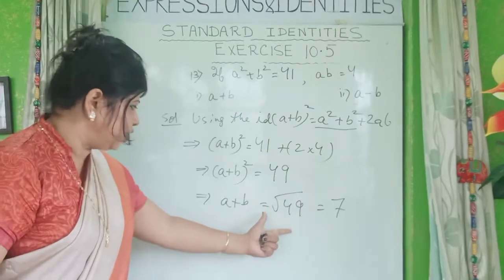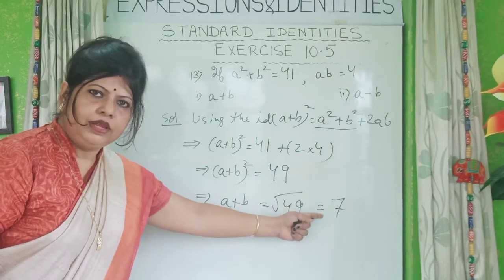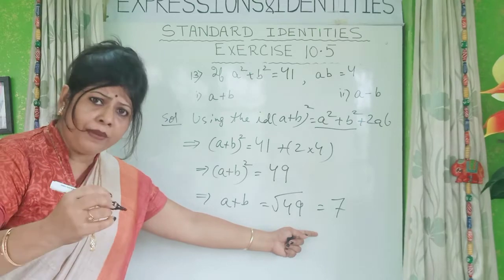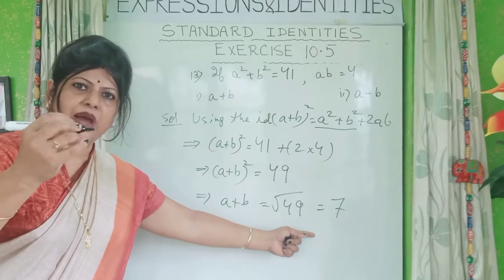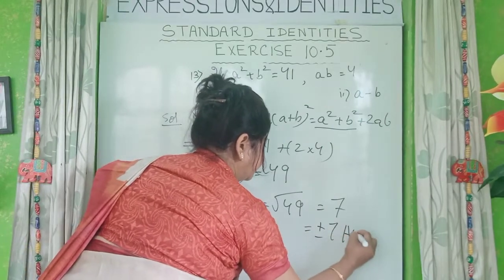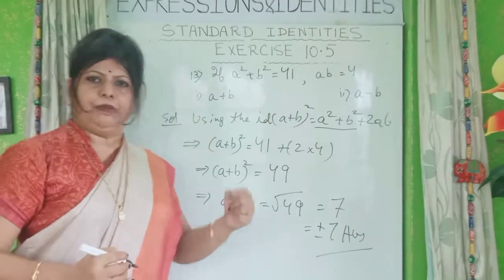Followed? So here children, the moment you are finding square root, plus 7 is also an answer, minus 7 is also the same. Because the moment I do square of it, minus minus becomes plus. So your answer is plus minus 7. That is the answer of a + b.